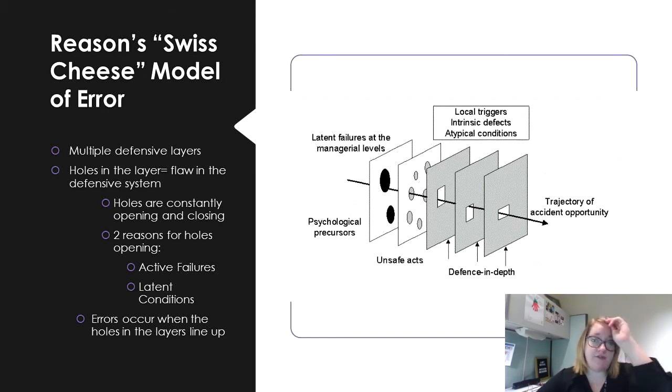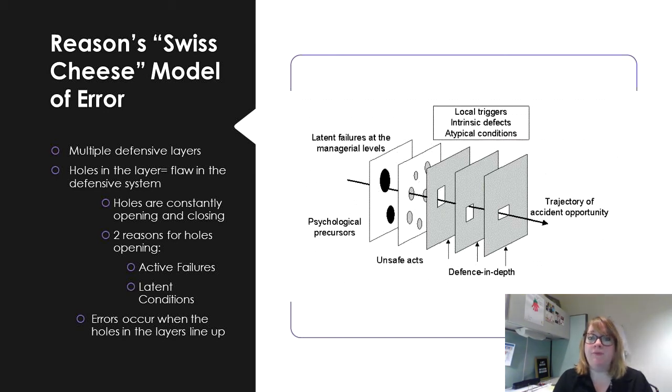So if you have pharmacist checks on all of your medications, and that pharmacist check does not occur, that would be a hole in the system, or in the defensive layer. These holes are constantly opening and closing. It's rare that you'll find a hole that is open and then stays open, but when you do find those holes, it's important to correct them and close them so that we can have as few holes in our defensive layers as possible.